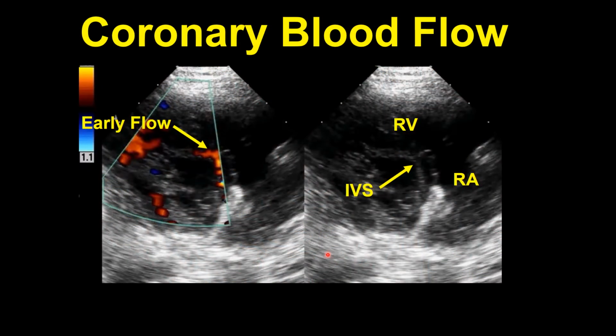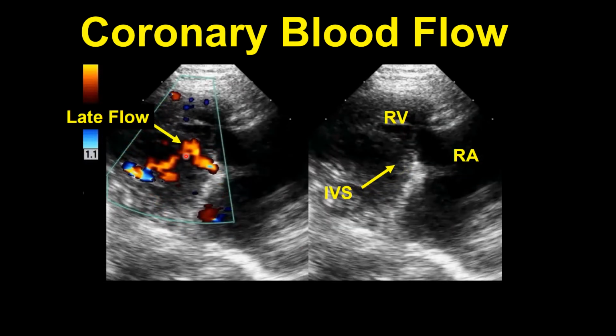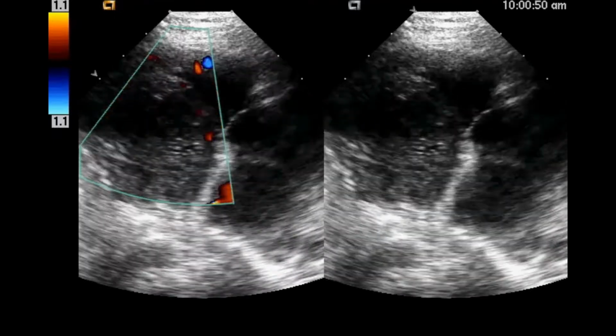So here's a picture of coronary blood flow. We see the early blood flow here in the ventricular septum. We've got our tricuspid valve, right ventricle, right atrium, and here's our interventricular septum. A little bit later, we can see more of this blood flow going through the interventricular septum. Again, the right ventricle, right atrium, tricuspid valve, and interventricular septum.